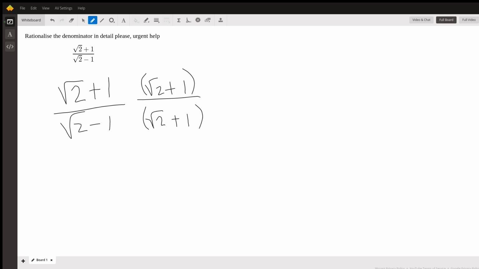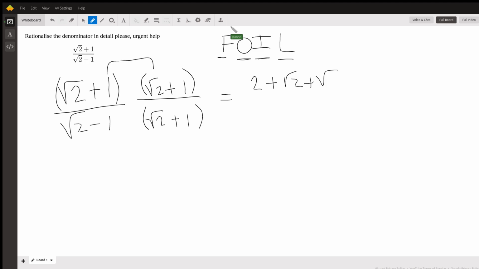So to do the multiplying of these two together, we're going to use what's called the FOIL method, so we make sure we multiply everything properly, which is multiply first terms, outside terms, inside terms, and last terms together. So in the numerator, my first term is the square root of 2 times the square root of 2, which gives me the value of 2. Then I have the outside, square root of 2 times 1. I'm going to add the square root of 2 here. Inside is 1 times the square root of 2. And finally, last is 1 times 1. So that's going to go in my numerator.